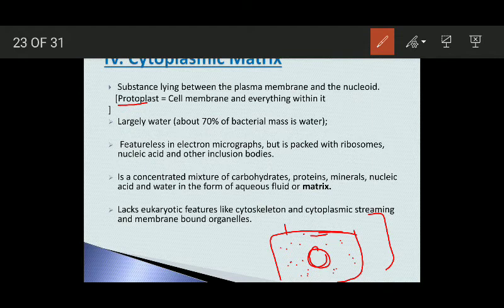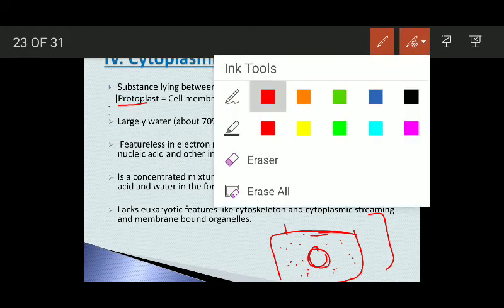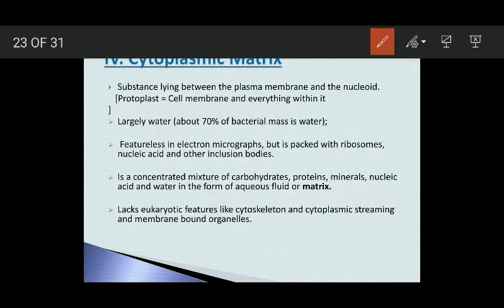The cytoplasmic matrix in bacterial cells is largely composed of water. It contains almost 70% water. And under electron micrography, you will see that the cytoplasmic matrix is featureless. It does not show any pattern, but you can see it is packed with a large number of ribosomes, nucleic acid, and other inclusion bodies. So in electron micrographs, there are no clear-cut patterns, but you can see a large number of ribosomes, nucleic acid and other inclusion bodies.